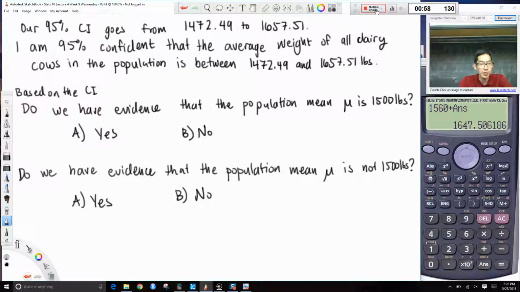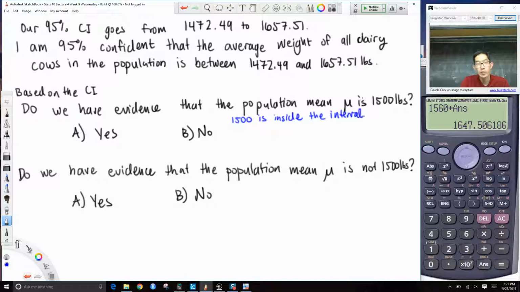I'll hit stop pretty soon here. Okay, I'm going to hit stop. Let's go over our answers here. Do we have evidence that the population mean mu is 1,500 pounds? We can say that 1500 is inside the interval because it's between 1472 and 1657. So this 1500 is inside the interval.